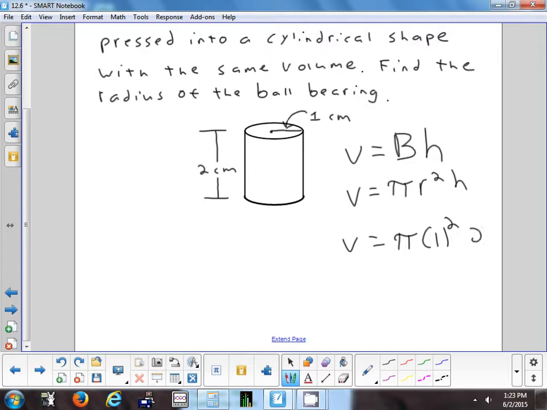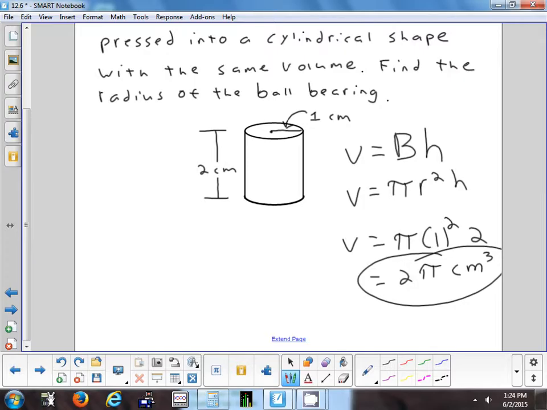Yeah, good. The shape of the base is a circle. There's your volume of a sphere, cylinder. Okay, let's fill in everything we know. We've got pi. My radius is 1.